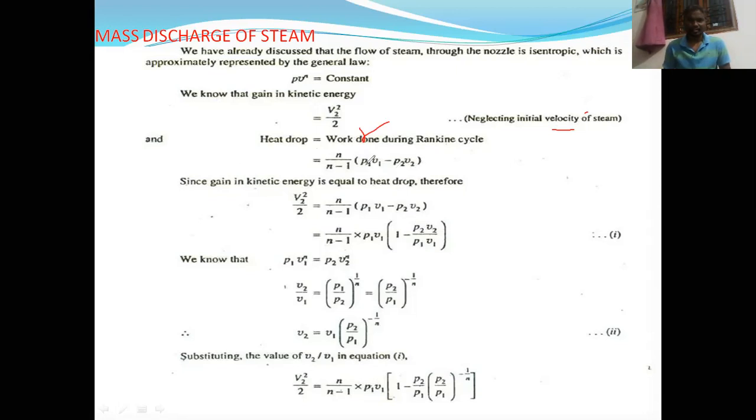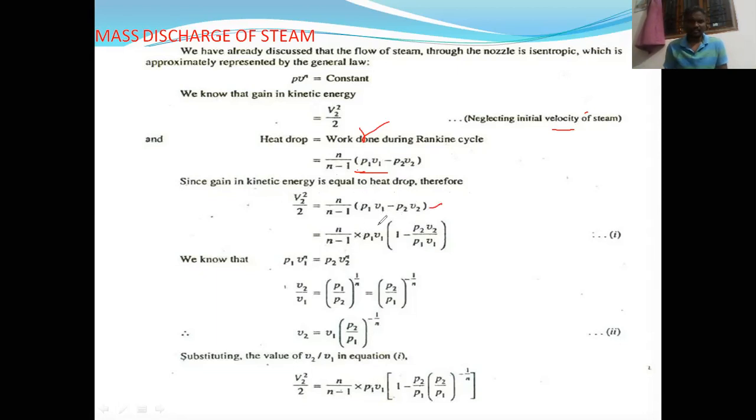And also we know the work done formula of general isentropic is n by n minus 1 into P1 V1 minus P2 V2. Since the gain in kinetic energy is nothing but work done, we can equate V2 square by 2 is equal to work done isentropic, that is n by n minus 1 into P1 V1 minus P2 V2. So from the two logics we are writing V2 square by 2, that is gain in kinetic energy, is equal to n by n minus 1 into P1 V1 minus P2 V2.